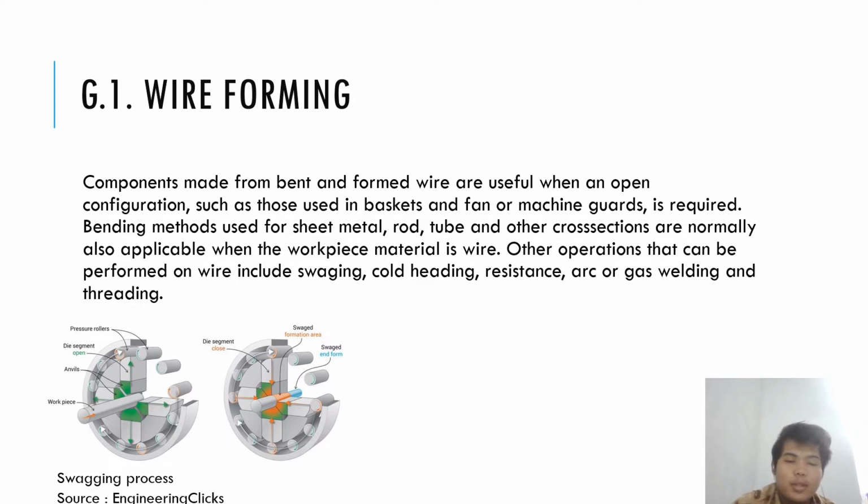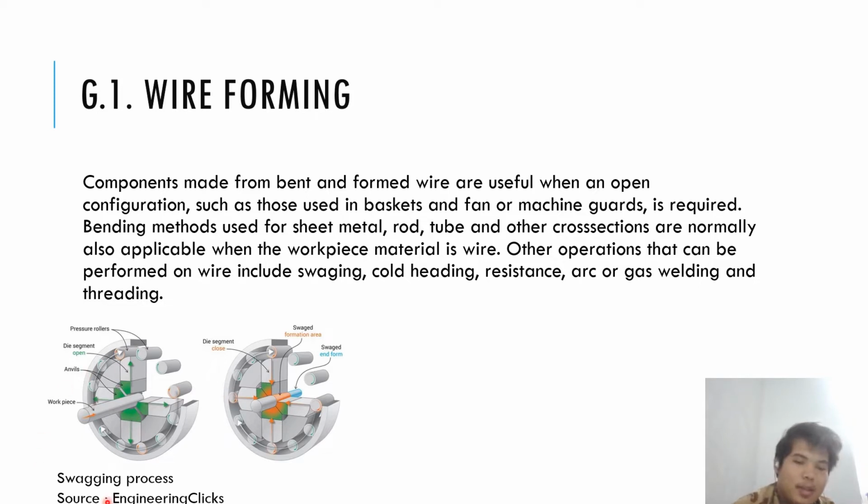Wire forming: components made from bent and formed wire are useful when an open configuration, such as those used in baskets or fan or machine guards, is required. Bending methods used for sheet metal, rod, tube, and other cross-sections are normally also applicable when the workpiece material is wire. Other operations that can be performed on wire include swaging, cold heading, resistance, arc or gas welding, and threading.